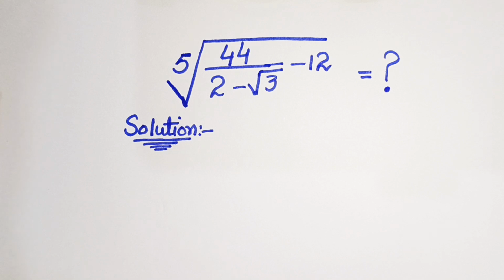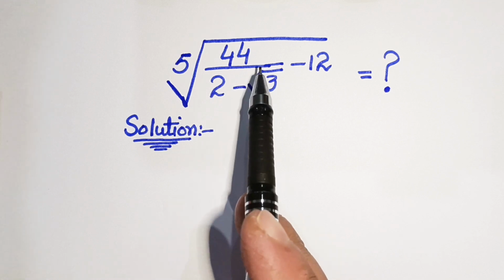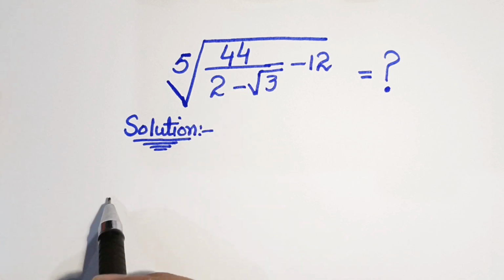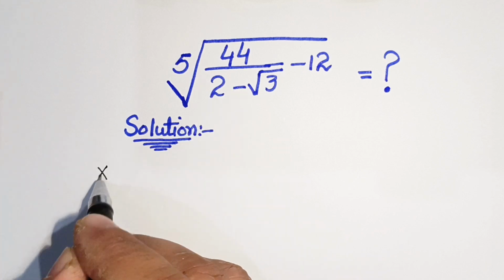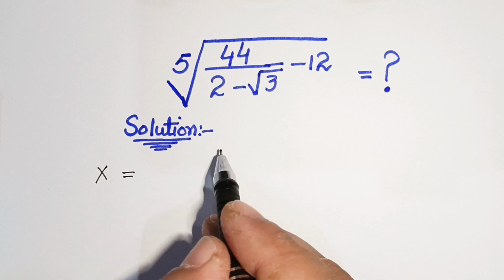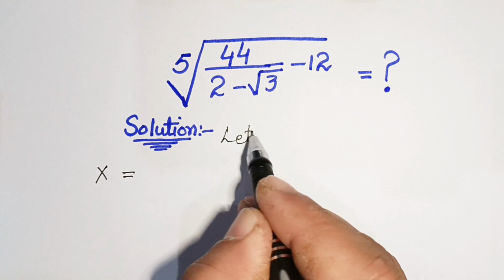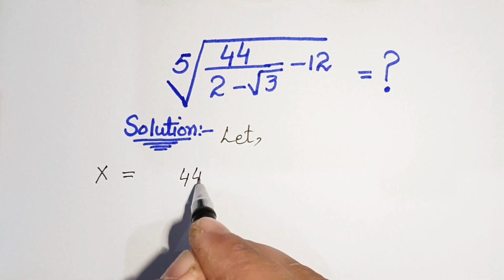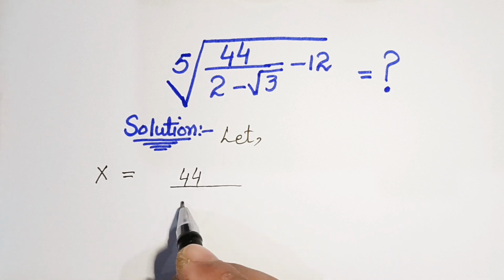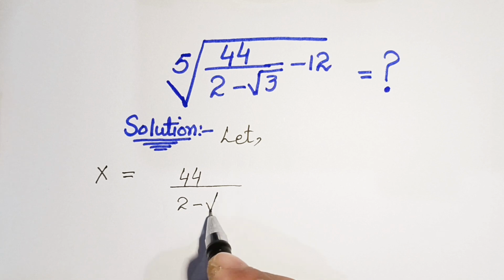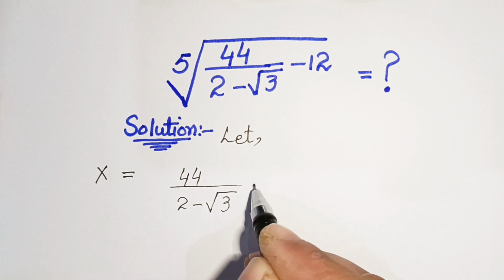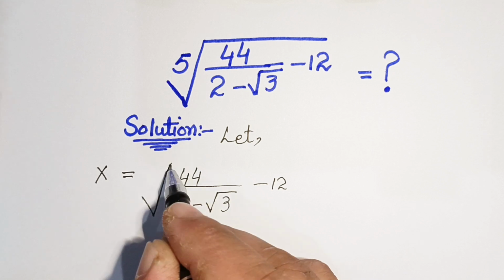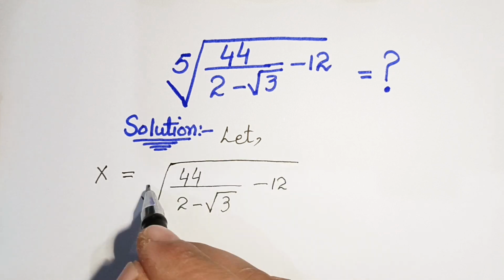So starting our solution, first of all, let us consider this entire expression equal to x. So x is equal to the fifth root of 44 over 2 minus square root of 3, minus 12.